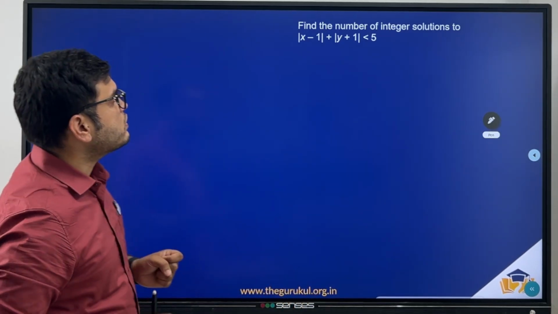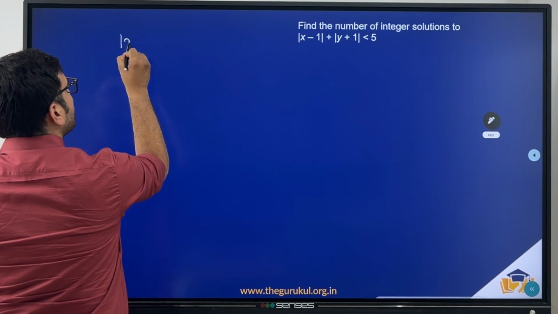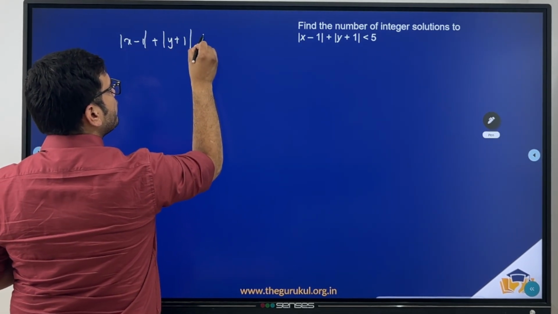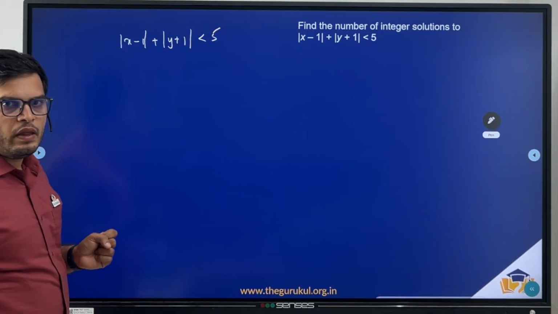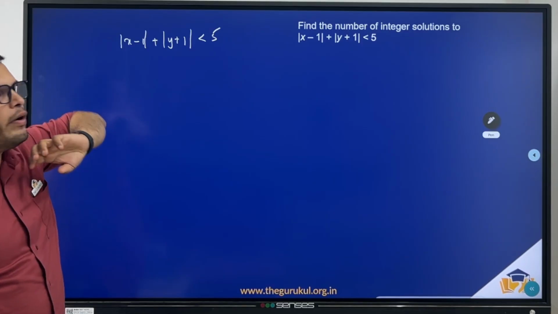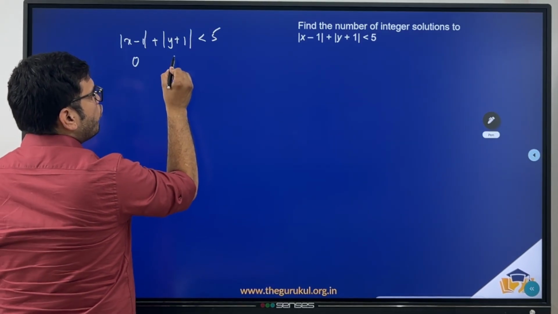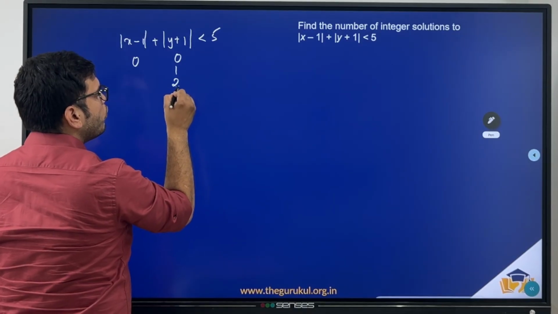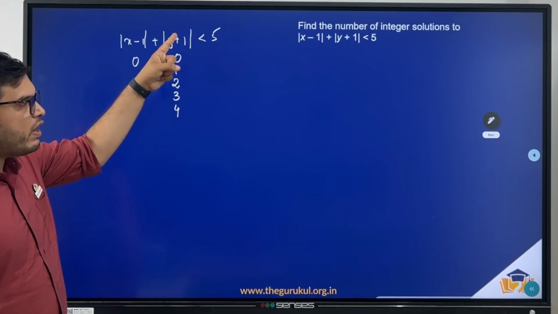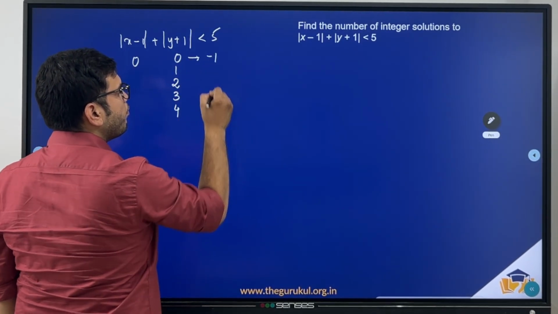Now coming to the third question, find the number of integer solutions to mod x minus 1 plus mod y plus 1, this should be less than 5. Now let's start with the minimum value of this. What is the minimum value of mod x minus 1? 0. Now if this is 0, this could be 0 or 1 or 2 or 3 or 4. Now for this to be 0, y plus 1 has to be 0, so y can take only one value, which is minus 1.